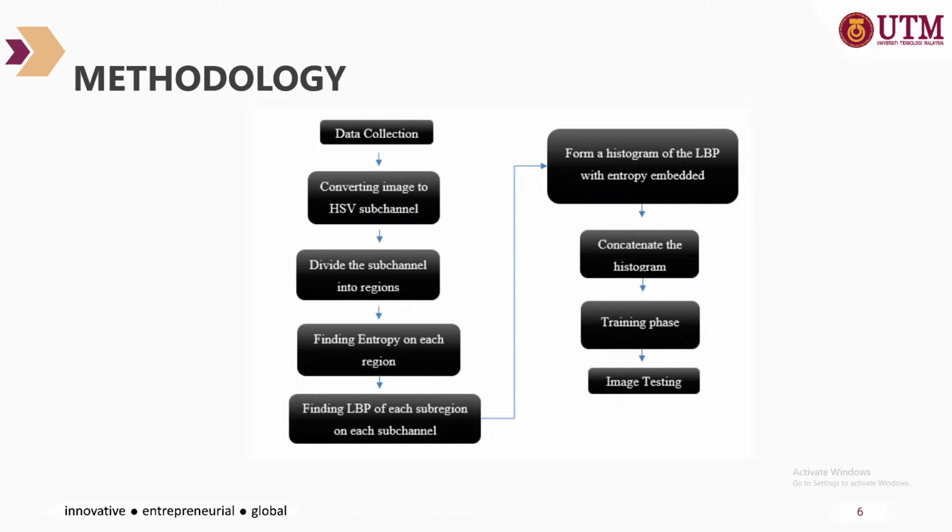For the methodology, as shown here, it starts from the image data collection, conversion of the image to HSV subchannels, and dividing the subchannels into regions, finding entropy, then finding LBP from each subregion on each subchannel. Next is forming a histogram of pixels from the LBP and embedding entropy into it, and concatenating the histograms, and the training phase will occur. Lastly, the image testing uses an image chosen randomly from the database.